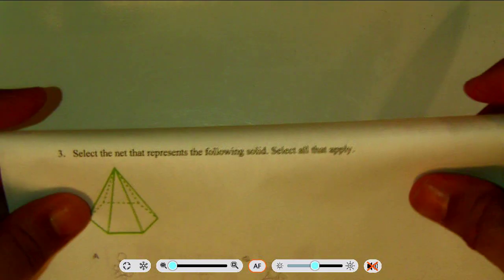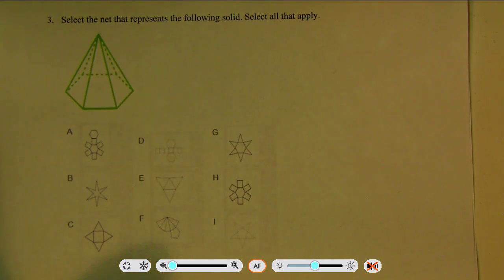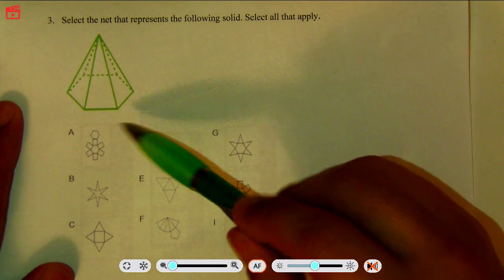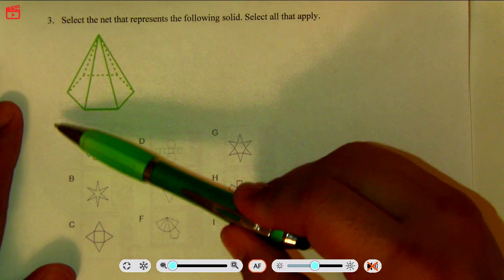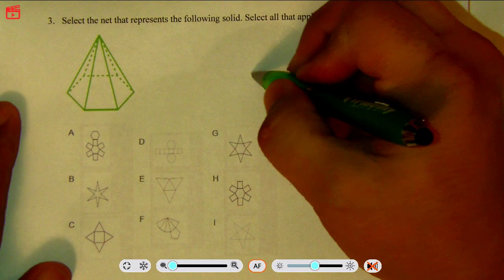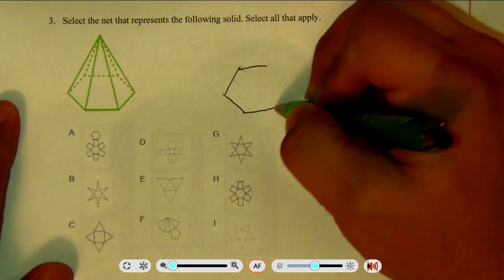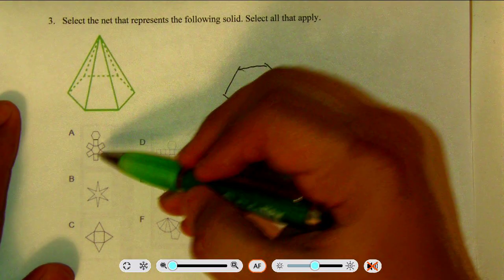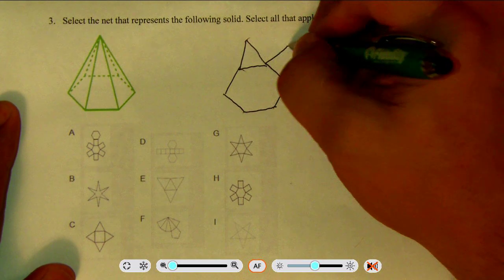And to number 3, selecting a net that represents the solid. A net, as a reminder, is just the three-dimensional shape unfolded. So what I have here is a hexagonal pyramid. It's a pyramid with a hexagon at the bottom. So if I were to peel this back, much like peeling a banana, it would look like I'd have a hexagon in the middle. This would be what the net looks like. It would have a hexagon in the middle of the net, and then each of those triangular sides would peel down.